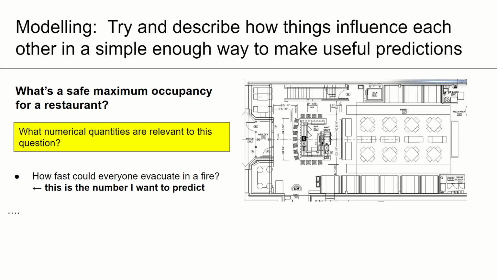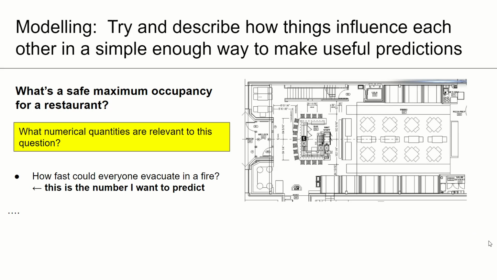So if the thing that I'm interested in is how fast could I evacuate everybody in the case of a fire or another emergency, the first step of modeling is to try and think of what numerical quantities might affect the thing I'm interested in. What might be relevant to evacuation rates. So take a minute, pause the video, brainstorm.